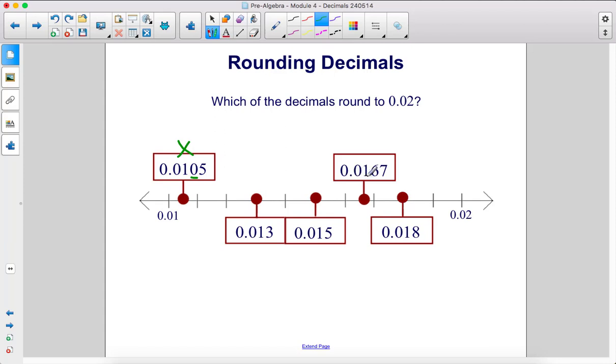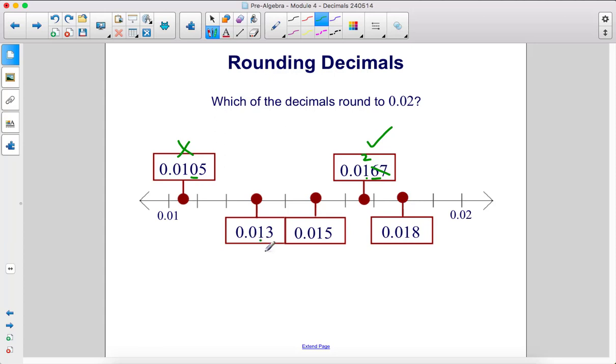Here, 0.01, we're going to round to the hundredths. So that's the hundredths. This is what we look at. The 6 is greater than 5. Therefore, those will become zeros. That will become a 2. Yes, this number does round up to 0.02.